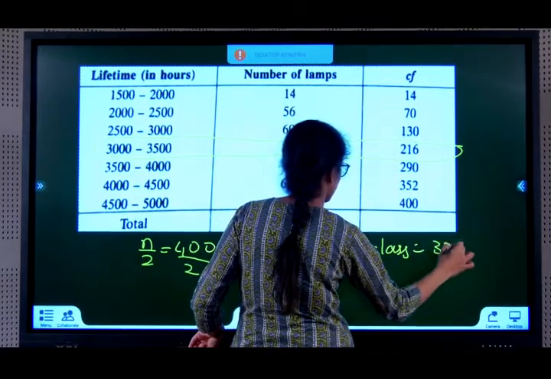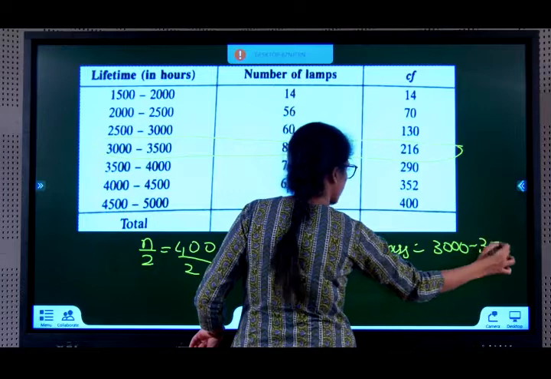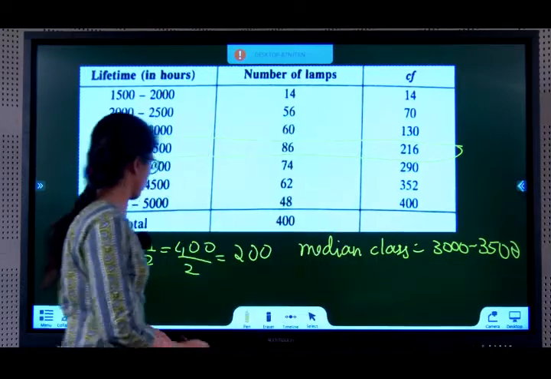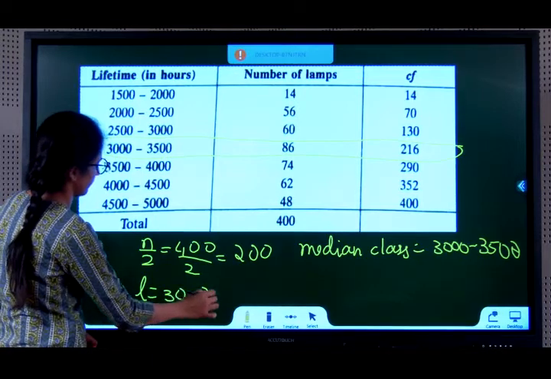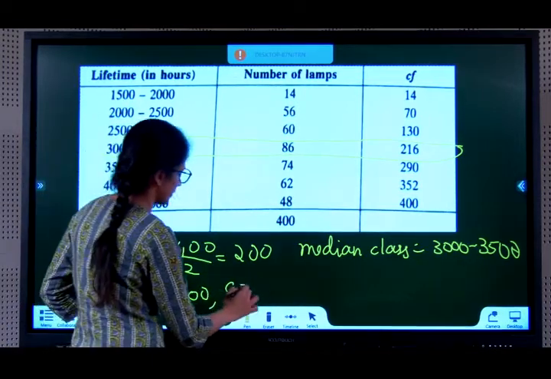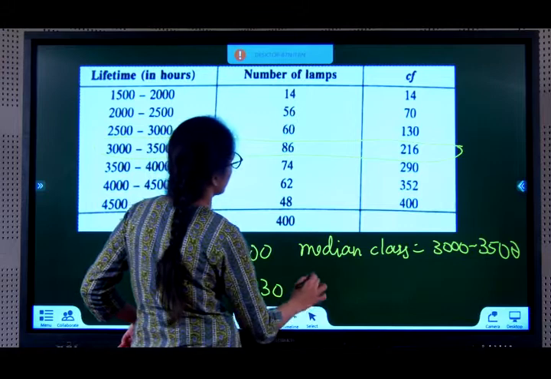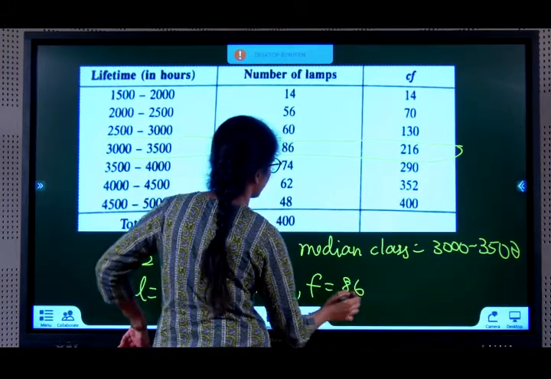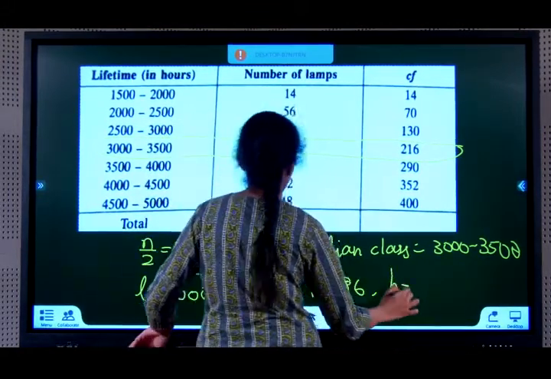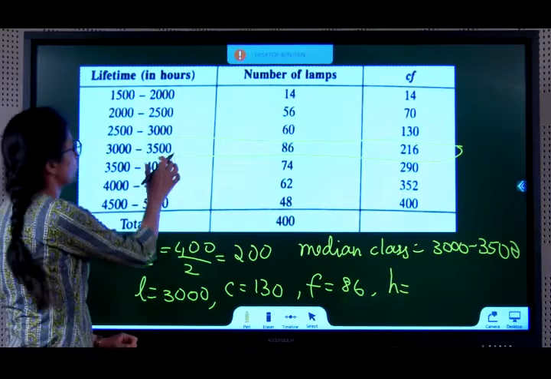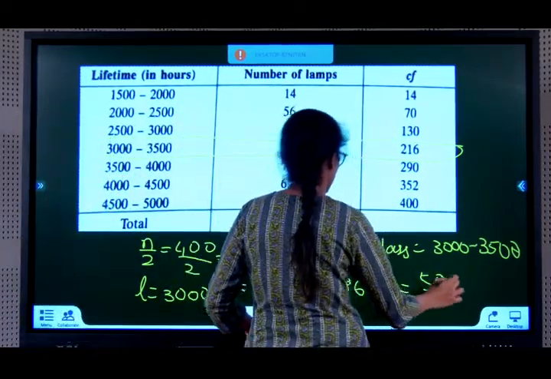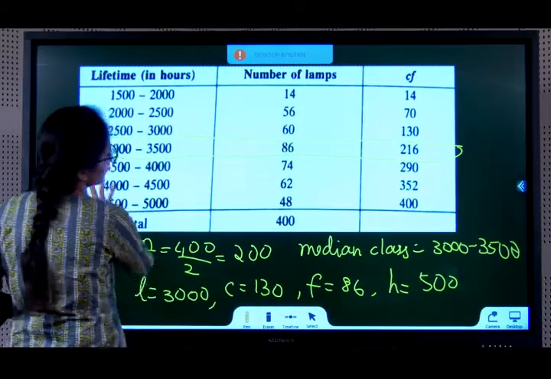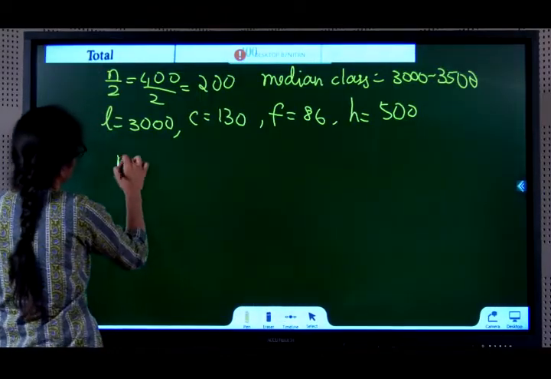is 3000 to 3500. So lower limit of the class is L, which is 3000. C is cumulative frequency of previous class, 130. F is 86, frequency of that class. H is height or size of the class, 4000 minus 3500, 500. Substitute all these values in the median formula and check the answer.